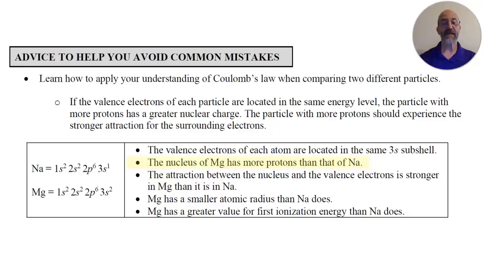The nucleus of magnesium has more protons than that of sodium. The attraction between the nucleus and the valence electrons is stronger in magnesium than it is in sodium. So we would expect magnesium to have a smaller atomic radius than sodium, and we would expect magnesium to have a greater value for its first ionization energy than sodium.